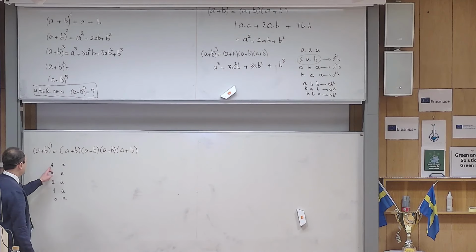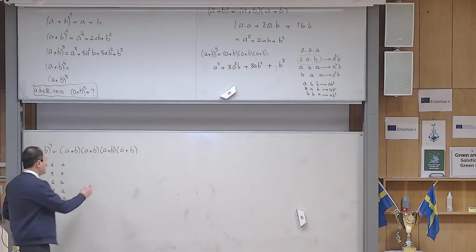Of course, when I say choose 4 A's, it means no B's are left. When I say choose 3 A's, in principle, I have to choose 4 items, but 3 of them are A, it means the leftover should be a B. Yes, is that understandable, what I'm writing? So if you want, let me write it in this way.